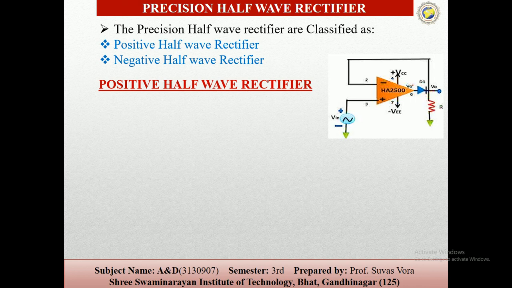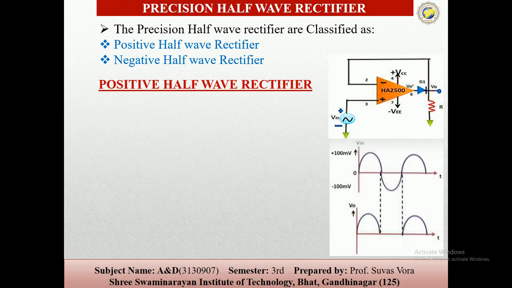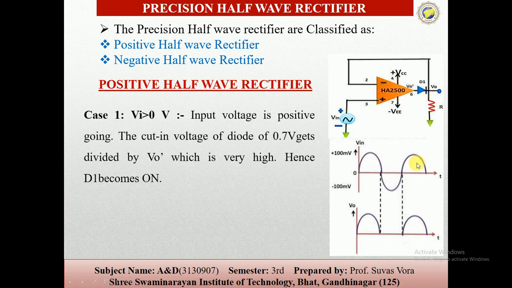Here the diode D1 is used in the feedback loop of the circuit. The analysis can be done by Vi, that is, input voltage is greater than 0 and the input voltage is less than 0. So at that time the operation of the diode. So here there are two cases. The first one is Vi is greater than 0 volt.